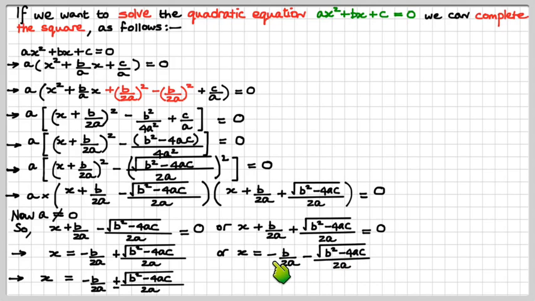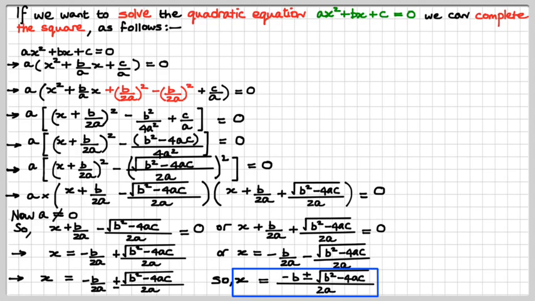Now, you can combine them both by just saying this one has a plus, this one has a minus, right, for that second term with the square root on the numerator. We can say x is minus b over 2a plus or minus this thing. And because there's something over 2a and something else over 2a, we can combine it all into one great big fraction like that. There you are.